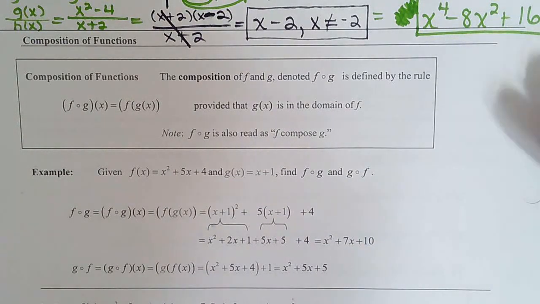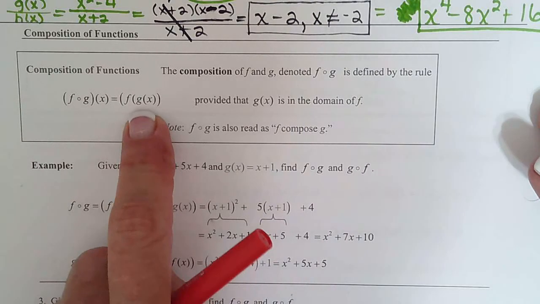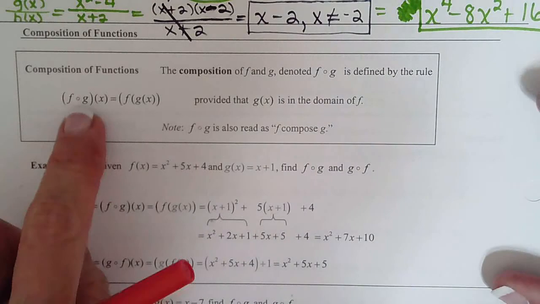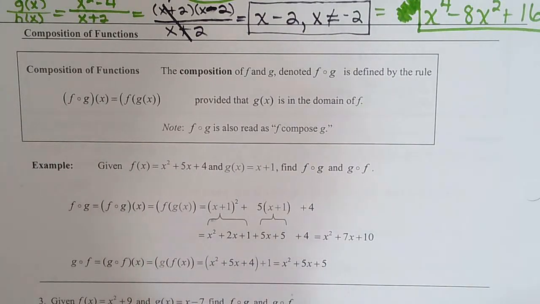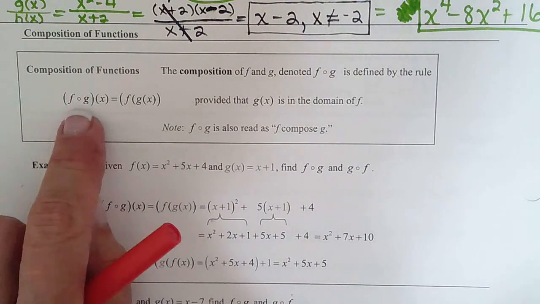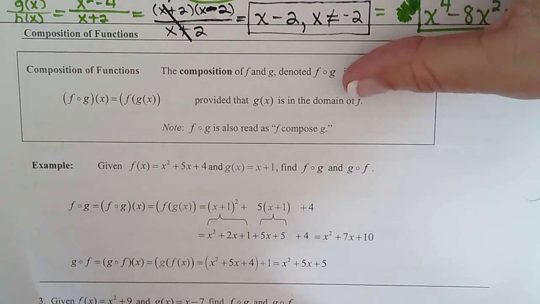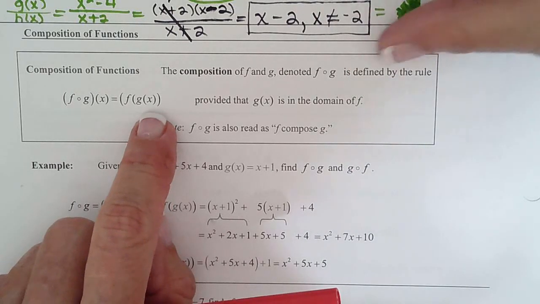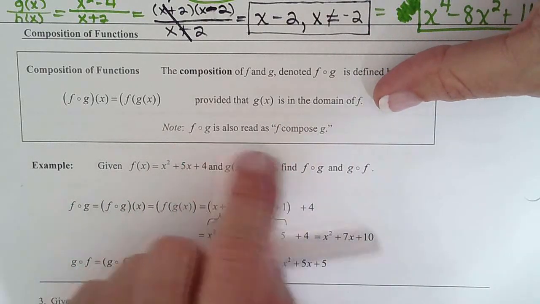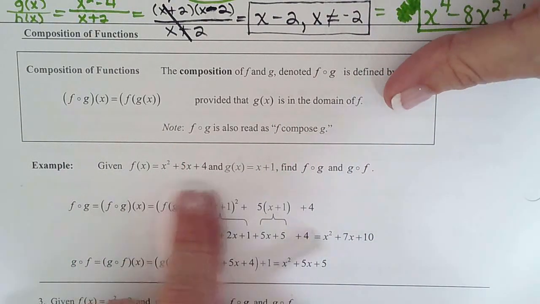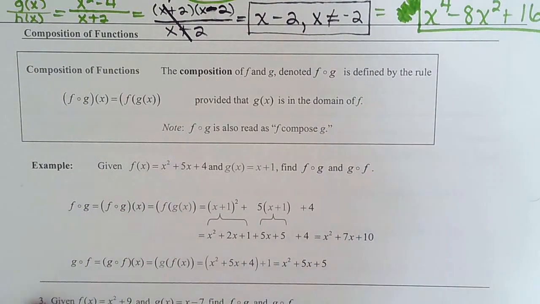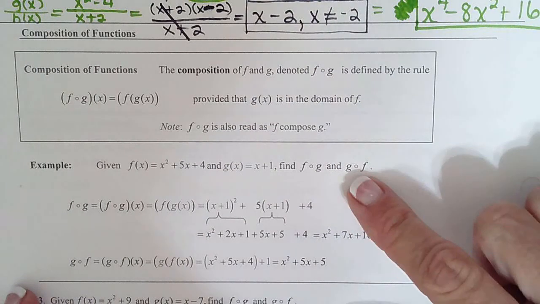And as we start working this, you'll see why this is a better format, because we know to start with the innermost parentheses and work out. When it's like this, you don't even know where to start. So it's f composed with g, or the composition of f and g. And g of x has to be in the domain of f, so we'll talk about that in a little bit. So here's f of x, here's g of x. So they want us to find f of g of x and g of f of x.